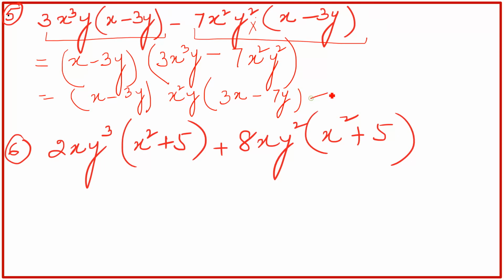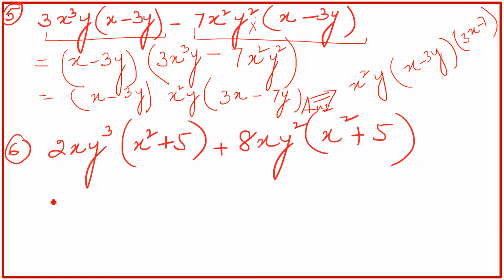If you want, you can arrange it, because they are all multiplying each other. X minus 3y multiplied by x square y multiplied by 3x minus 7y. So we can arrange it. You can write down x square y first, and then x minus 3y and 3x minus 7y. This is also an answer. But if you want to simplify, or if you want to write down maybe in your book, the answer is like this, so no problem.